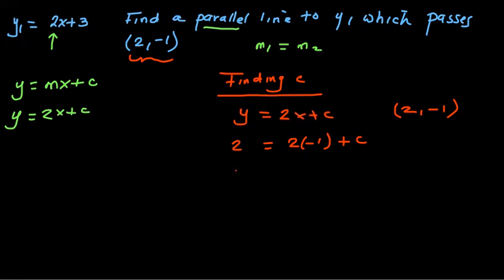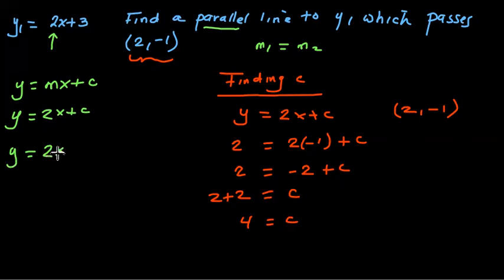Let's boogie. So I have 2 times -1 is -2, plus c. And I'm going to transpose this -2, bring it over here. So I have 2 plus 2 is equal to c. Hence 4 is equal to c. C is equal to 4. And that's all that I was missing right here. See? So y is equal to 2x plus 4. That's it.